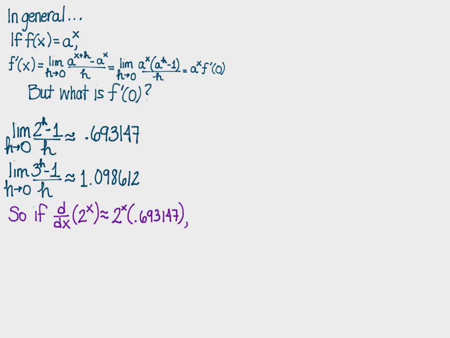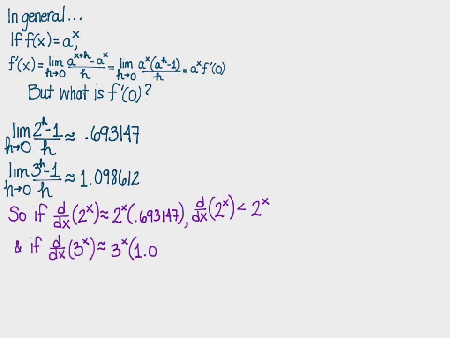So, if d by dx of 2 to the x is approximately 2 to the x times 0.693147, then we know that d by dx of 2 to the x is less than 2 to the x, because we're multiplying 2 to the x by a number that's less than 1, making it smaller.